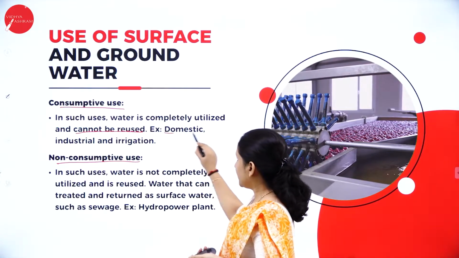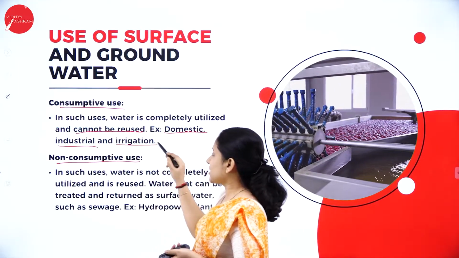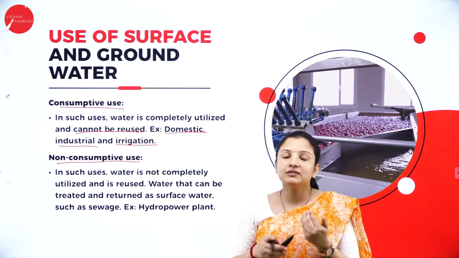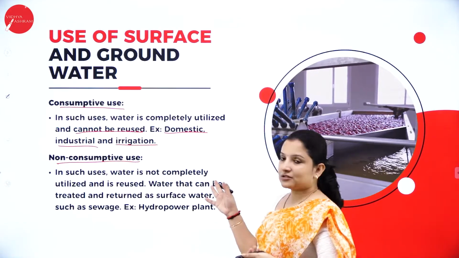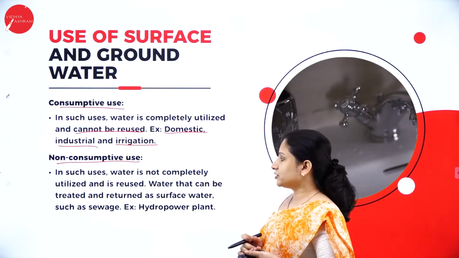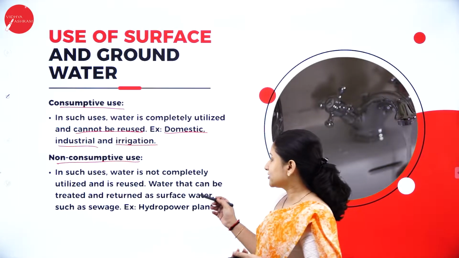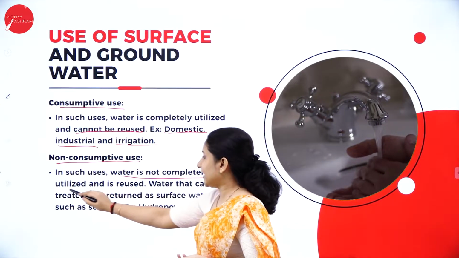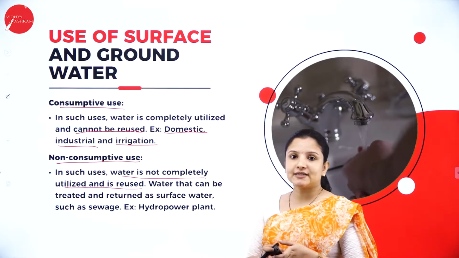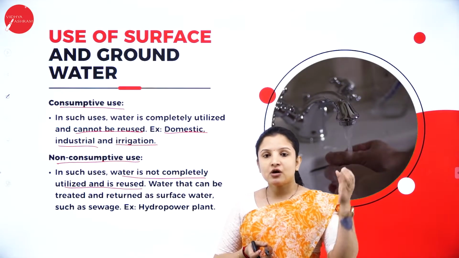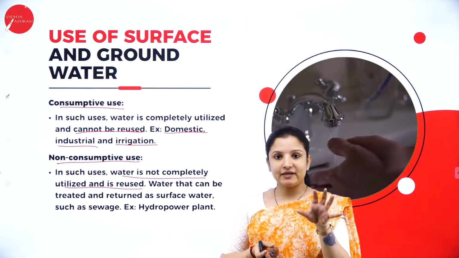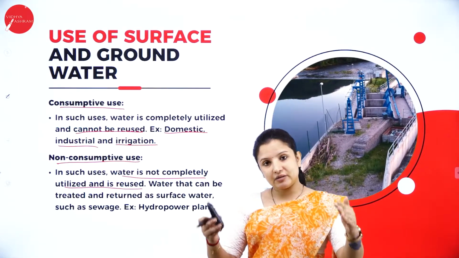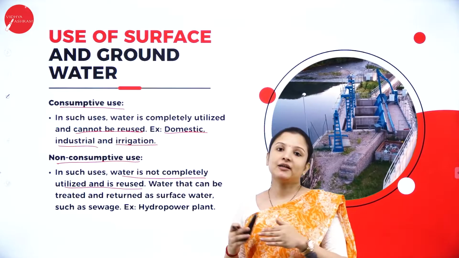Say, for example, domestic water, industrial water, irrigation-related water, all that, once you use it, it is over. You cannot recycle it and you cannot get it back. So they are the consumptive uses of water. In non-consumptive uses of water, the water is not completely utilized and therefore it can be reused. Say, for example, sewage water. So what is sewage? All the industrial waste and all that would have been dumped into a particular water body. Now, that water can be collected, and sewage treatment can be given to it.